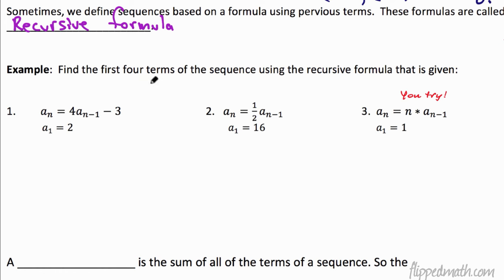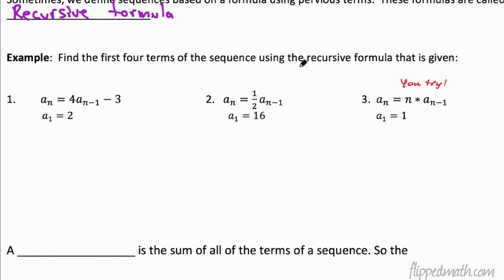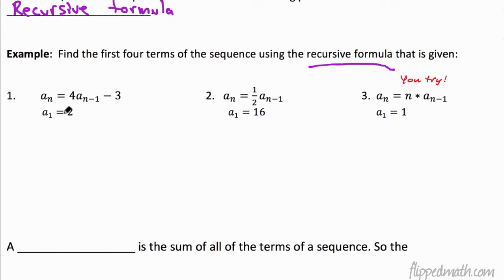Here's the first example. Find the first 4 terms of the sequence using the recursive formula that's given. Now, recursive means you need a starting point. So a sub 1 is 2 in this. The first term is 2. Then here's the recursive formula. To find the nth term, you take a sub n minus 1. That's the term before it. So I'm just going to refer to it as the term before it. You multiply by 4 and you subtract 3.